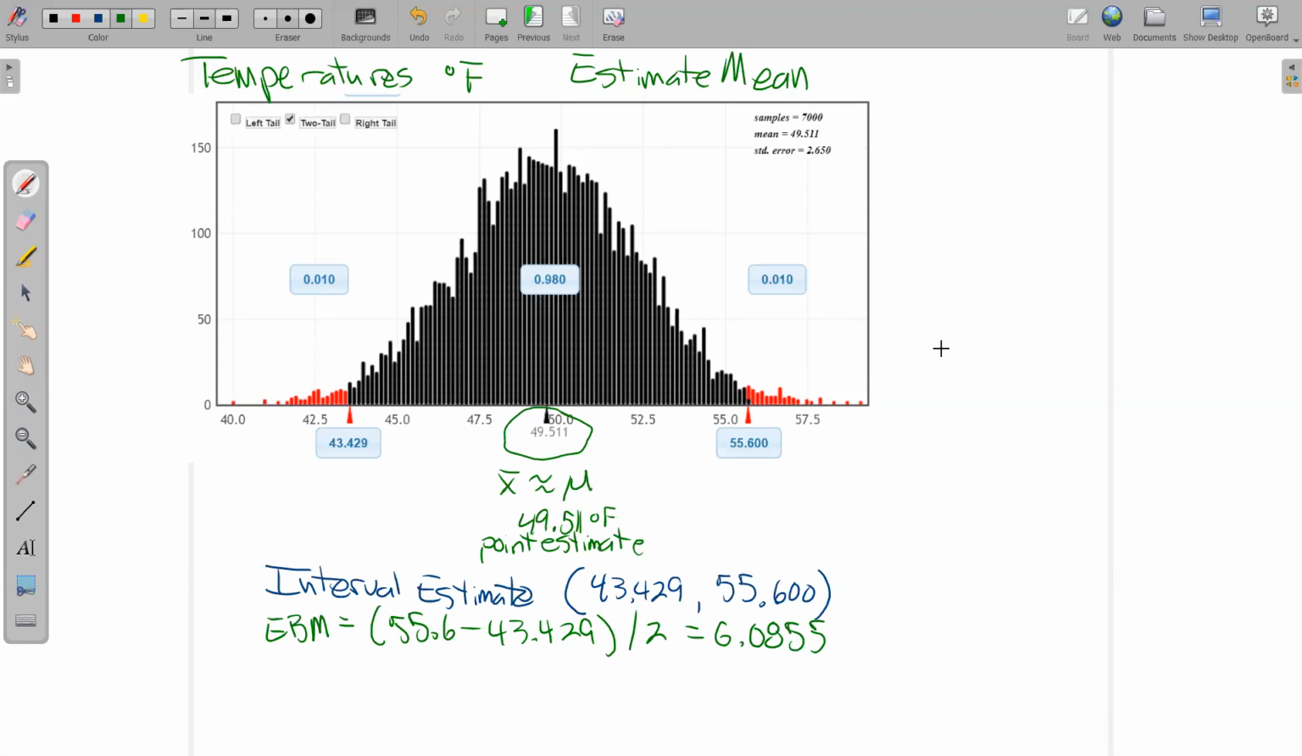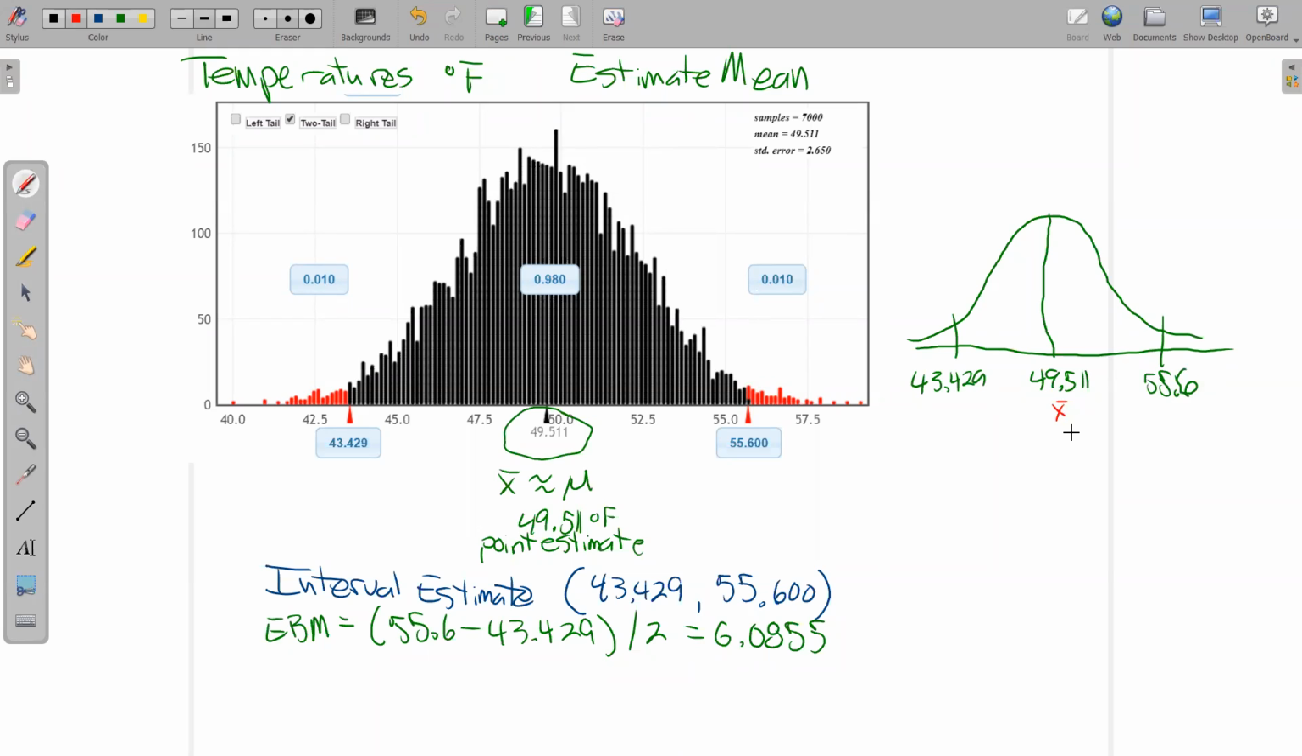But first I want to draw my version of this just for practice. And you should always draw one of these on your paper when you're doing these problems. So in the middle goes the point estimate, the 49.511. And then we mark off our edges, 43.429, that's my lower estimate, and my upper, 55.6.